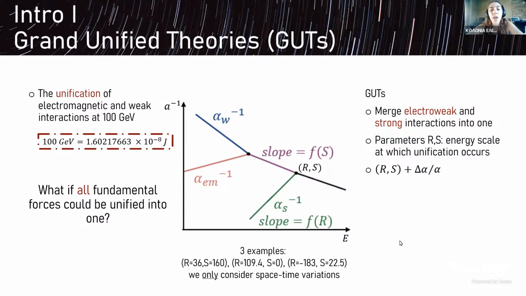In my work, I just looked into three specific examples of grand unified theories. The first one, as you can see here, is called the unification case. The second one is the dilution case, and the third one, which is relatively new, actually, is called the Yubikharov case. And also, because we're dealing with compact objects, we will only consider space-time variations, so no local variations that will confuse the analysis.